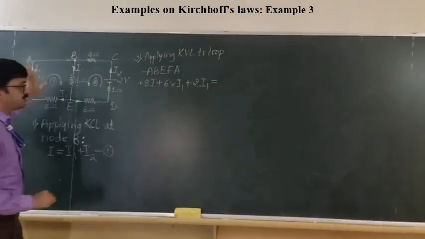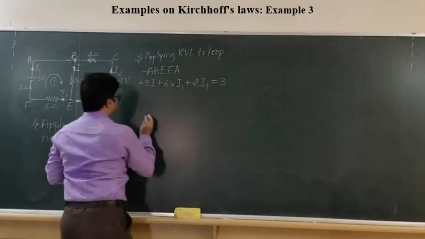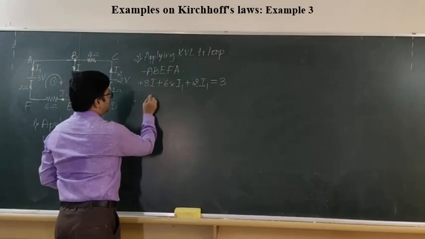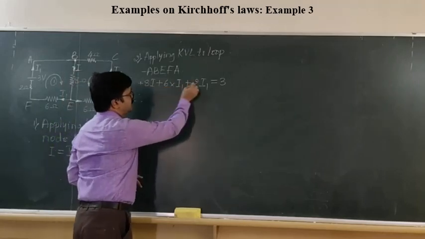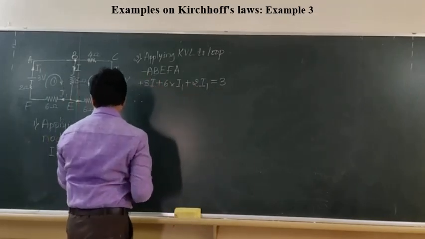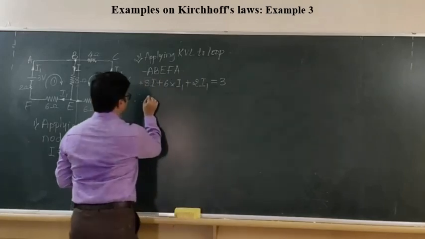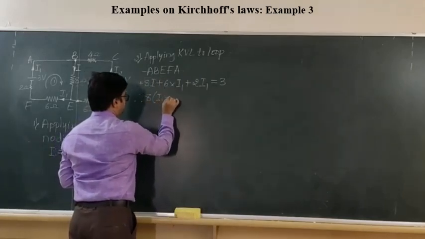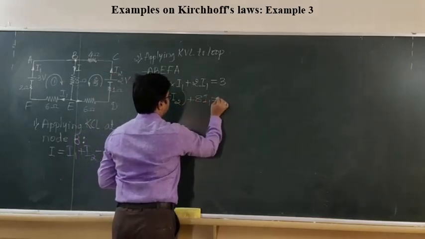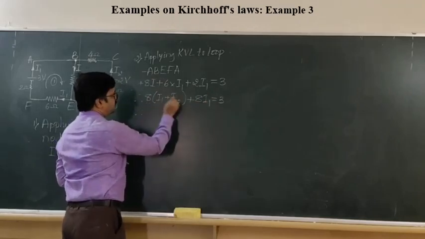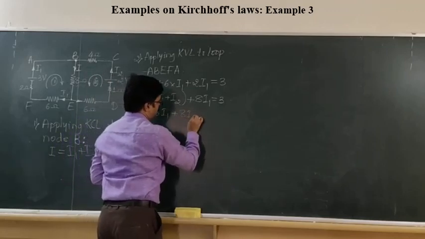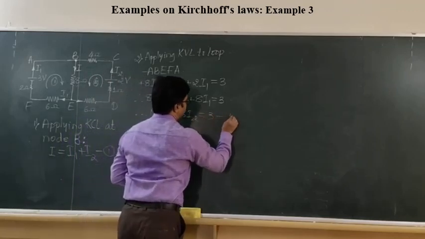Total EMF is 3 volt. So hence 3I. Therefore we can comfortably write this as 8I. This is 6I1 plus 2I1, which is nothing but 8I1, and 8I I will write as I1 plus I2, as I mentioned here. So I will write this as 8 into (I1 plus I2) plus 8I1 is equal to 3. Therefore 8I1 plus 8I1 will be 16I1 plus 8I2 is equal to 3. This is equation number 2.